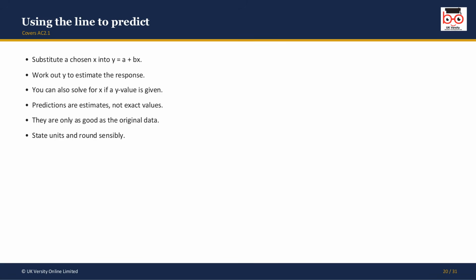The whole payoff of the line is prediction. Substitute a chosen x into y equals a plus bx and work out y to estimate the response. Or, if you're given a y value, you can rearrange to solve for x instead. Just remember, these are estimates, not exact answers. They're only ever as good as the original data, so state your units and round sensibly.